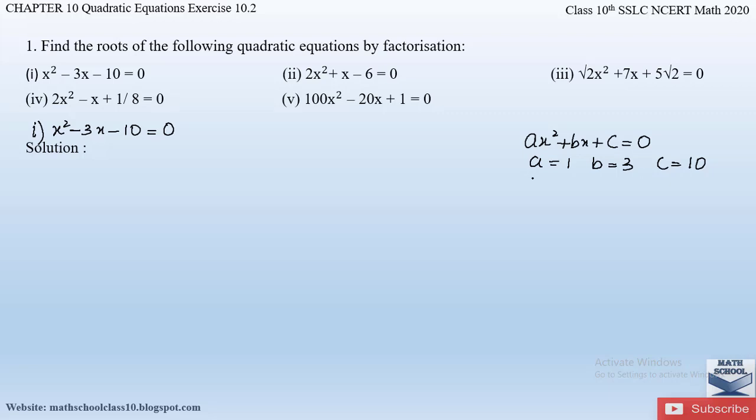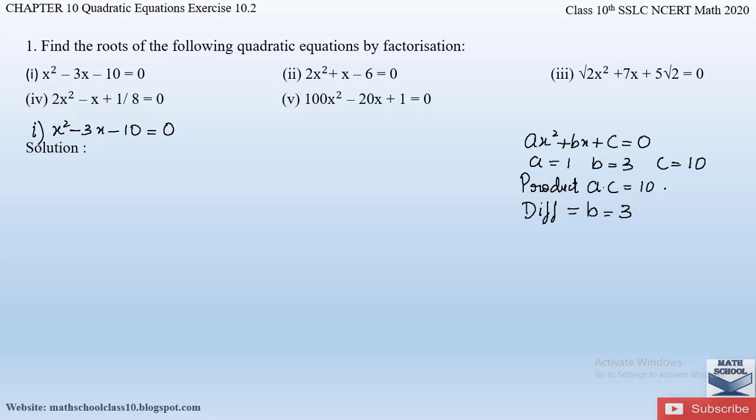So what will be the product? Product is a into c. Our a here is 1 and c is 10, so 1 into 10 will be 10. The sign of c is minus 10, so we will take the difference. If it would have been plus, we would have taken the sum. So the difference will be equal to the b value, that is 3.